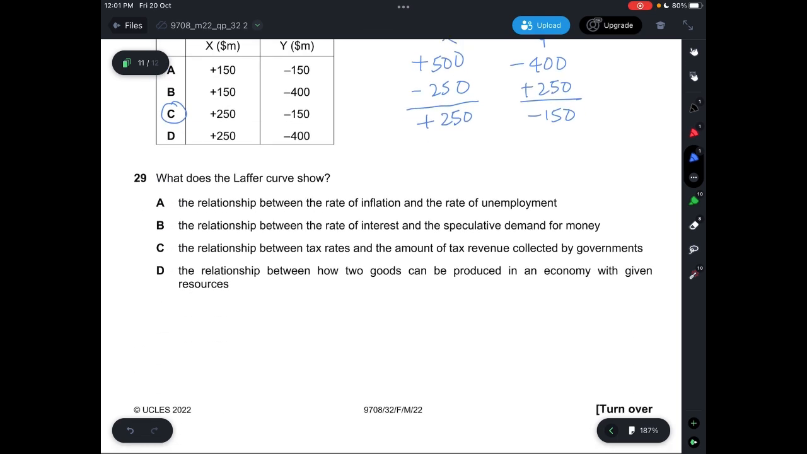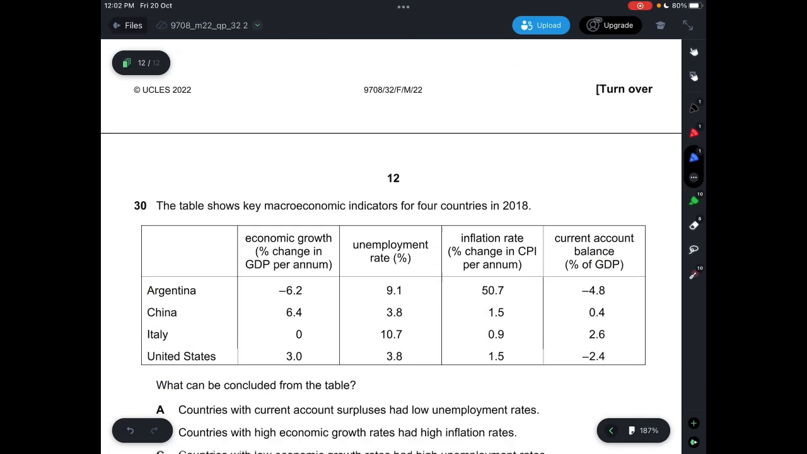Question 29. What does the Laffer curve show? Okay, so A, it says the relationship between the rate of inflation and the rate of unemployment. This is incorrect. B, it says the relationship between the rate of interest and speculative demand. Incorrect. The Laffer curve is about the tax revenue and the tax rate. So C is correct. And D, it says the relationship between how two goods can be produced in an economy given resources. This one would be your production possibility curve, not your Laffer curve. So this is incorrect.